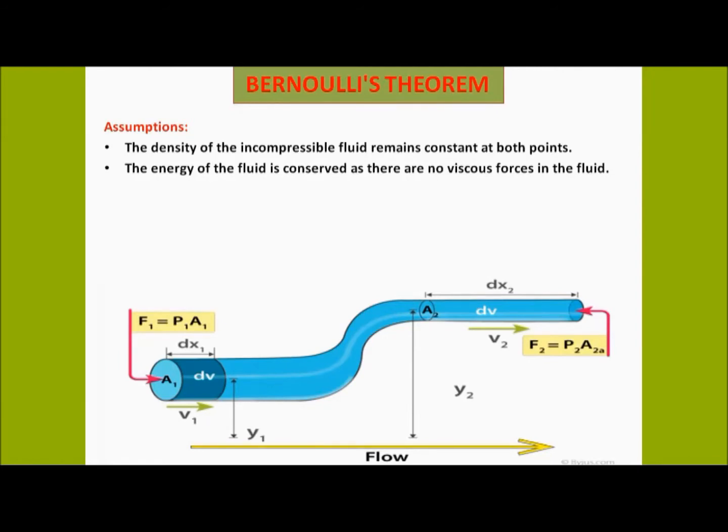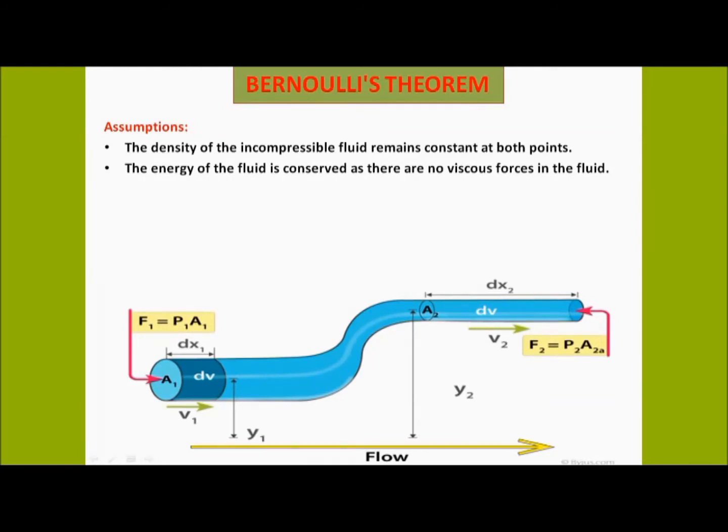As per the theorem, the density of the fluid which is coming in at the point A1 and which is leaving at the point A2 will remain as it is throughout the flow, right? Moreover, the energy of the fluid is conserved. Here we are going to apply the law of conservation of energy, because as per this law, energy can be neither created nor destroyed.